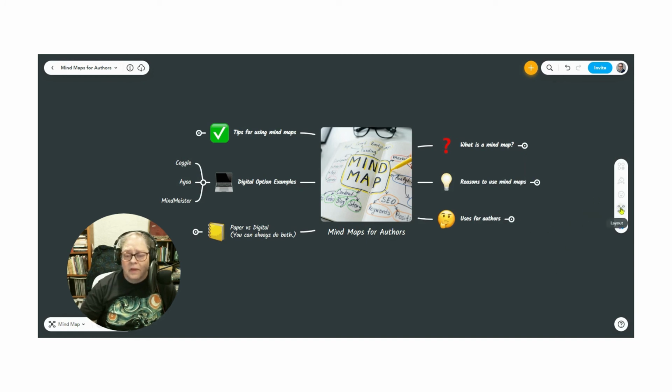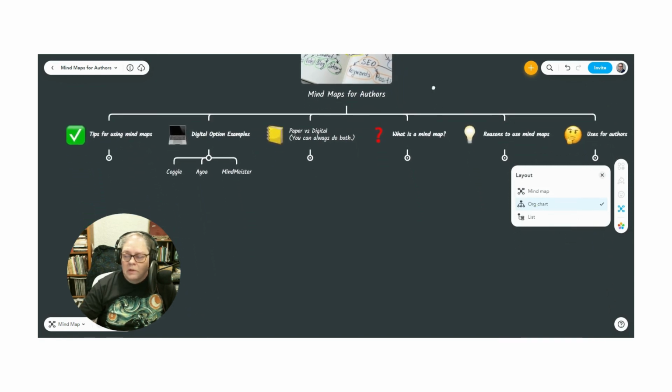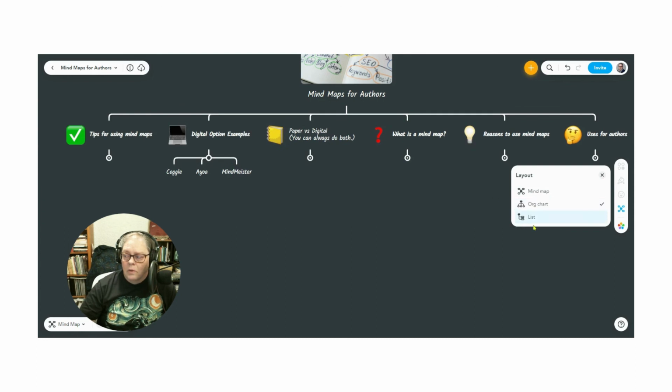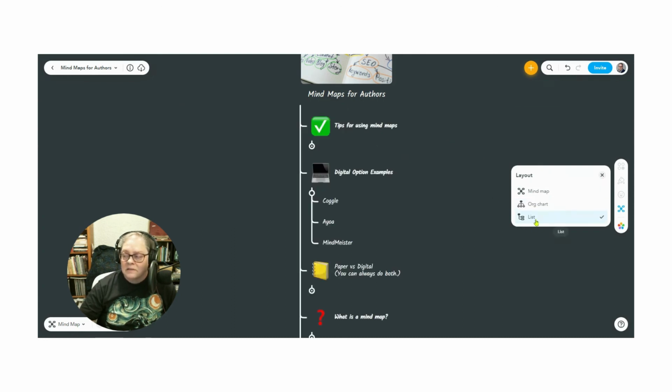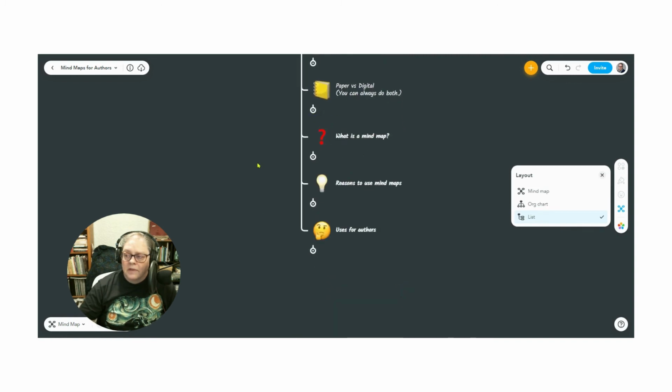One other thing it has that the others don't, that I didn't find anywhere else anyway, is a way to display it in a different way. So you can see it as an org chart. Let's scroll it up here. And then you can expand downward or as a line, a list, which is like an outline. And you can keep going down the page like that.